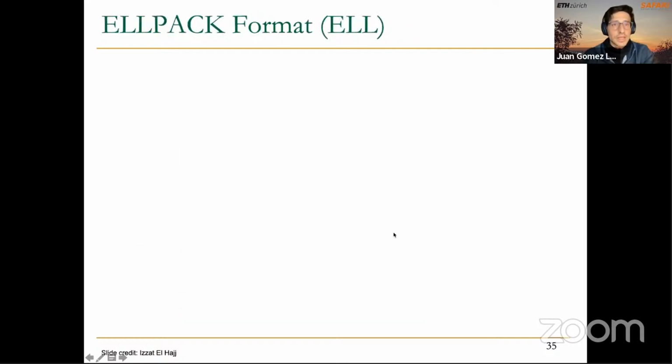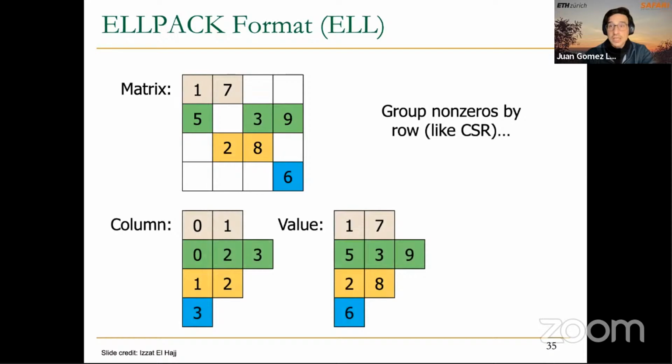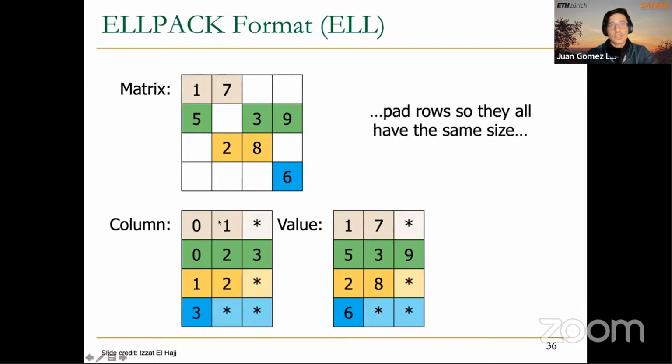So the next format that we are going to discuss is this ELLPACK format that is going to solve some of the issues with CSR. So this is our matrix, same as before, and same as in CSR, we are going to group the non-zeros by row. So again, we are storing all elements of the same row consecutive in memory, and we keep the value, and we also need to keep the column where the value resides.